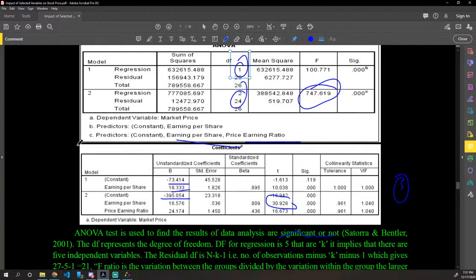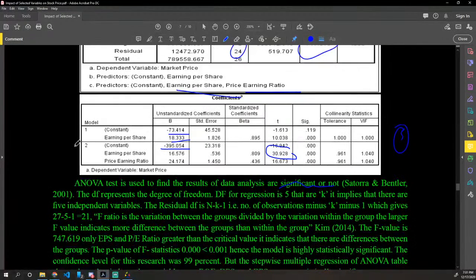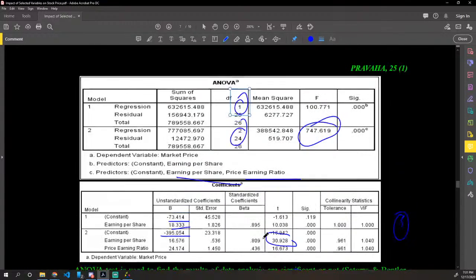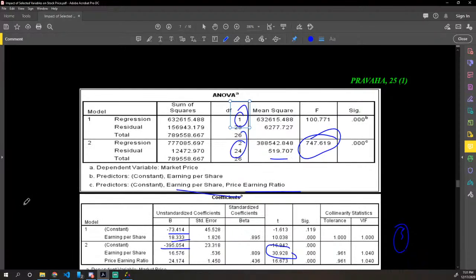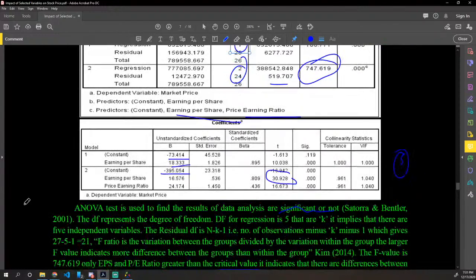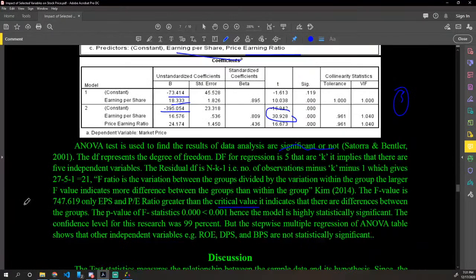Between EPS and price to earning ratio. So the F value is 747. Only EPS and P ratio are greater than the critical value. There are differences between the groups, right? Greater than the critical value. What's the critical value of that? 519. Okay, whatever the critical value was.